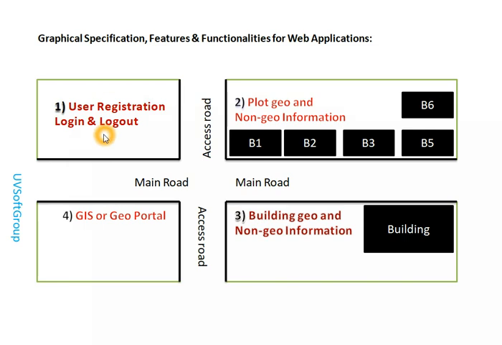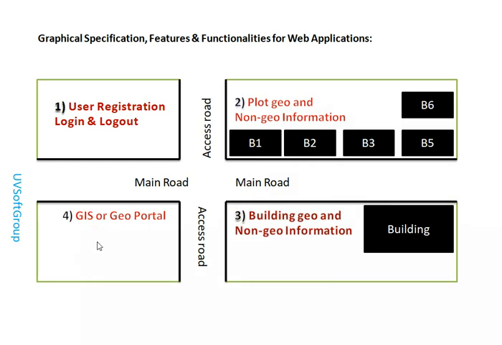The application should handle registration, login, and logout, and then the plot has to be registered, with the geo and non-geo part. You see that this plot contains 6 buildings, and each building has maybe multiple floors, and each floor has multiple units. And this is the building information, and the units and buildings have to be handled by geo and non-geo, like the plot information.